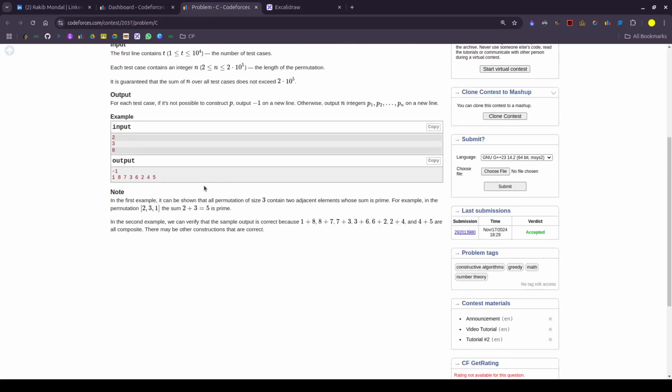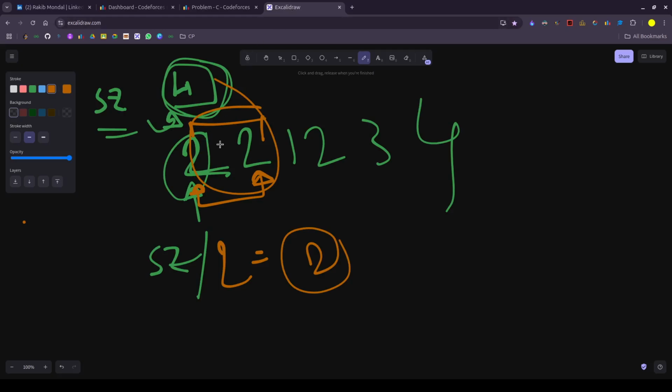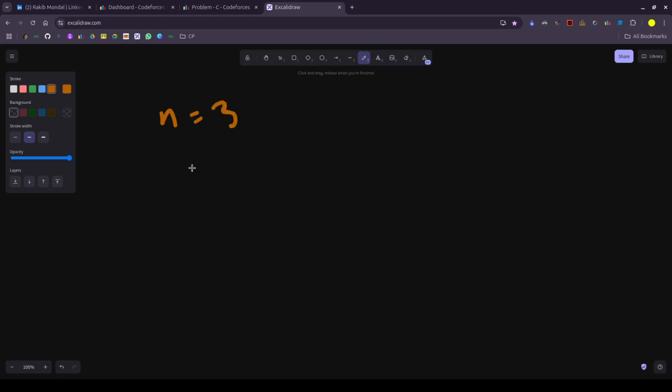So how can we create such a permutation? Just understand that in the case if n equals 3, the permutation is 1 2 3. If we have to create such a permutation, two consecutive values' sum should not be a prime number.